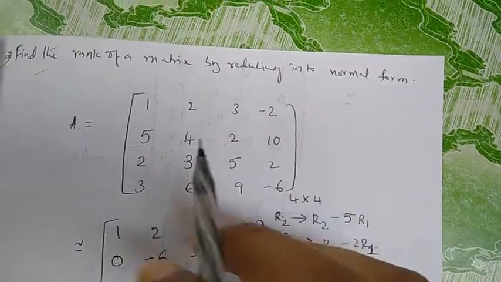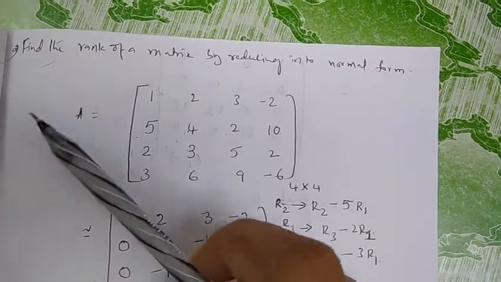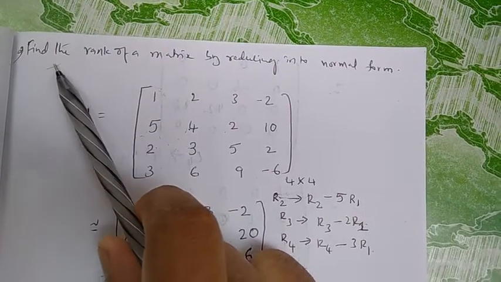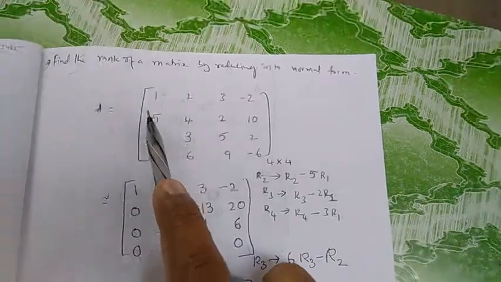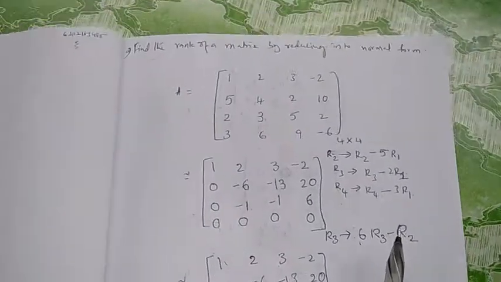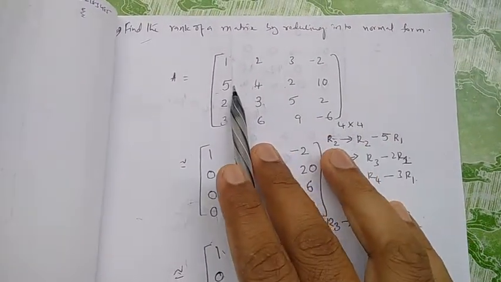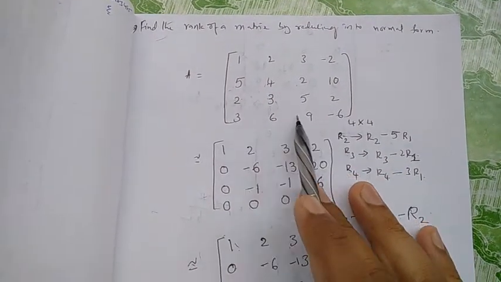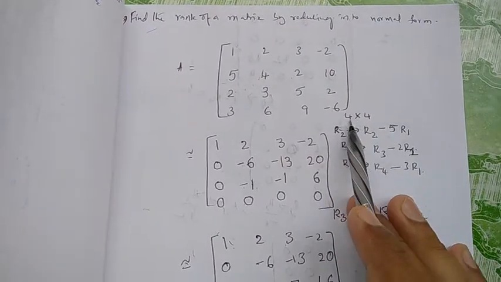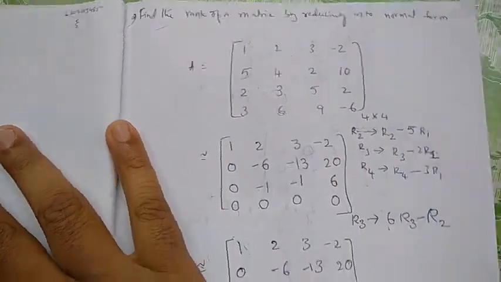Hello everyone. Today we're going to see some more problems on normal form. Look at the problem: find the rank of a matrix by reducing it into the normal form. The matrix given is A equal to [1, 2, 3, -2; 5, 4, 2, 10; 2, 3, 5, 2; 3, 6, 9, -6], which is a 4 cross 4 matrix. We want to reduce this into the normal form.